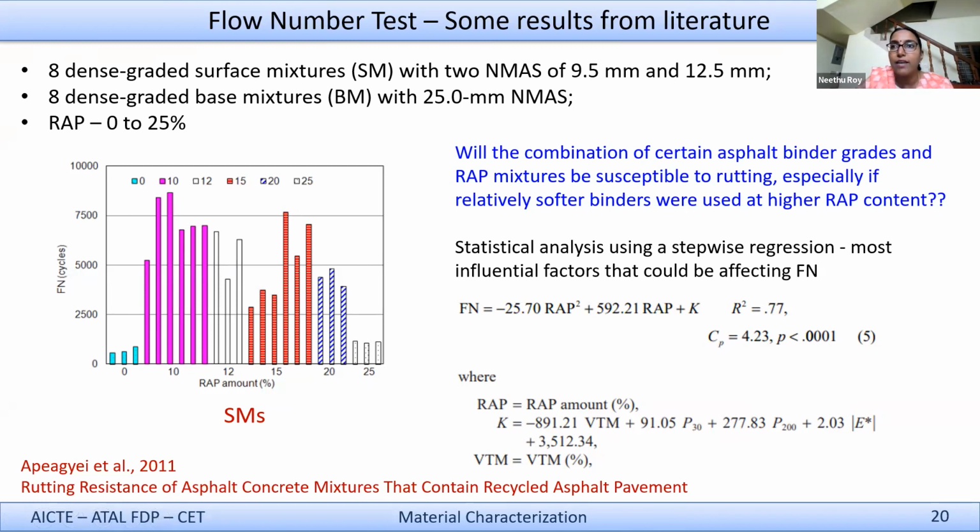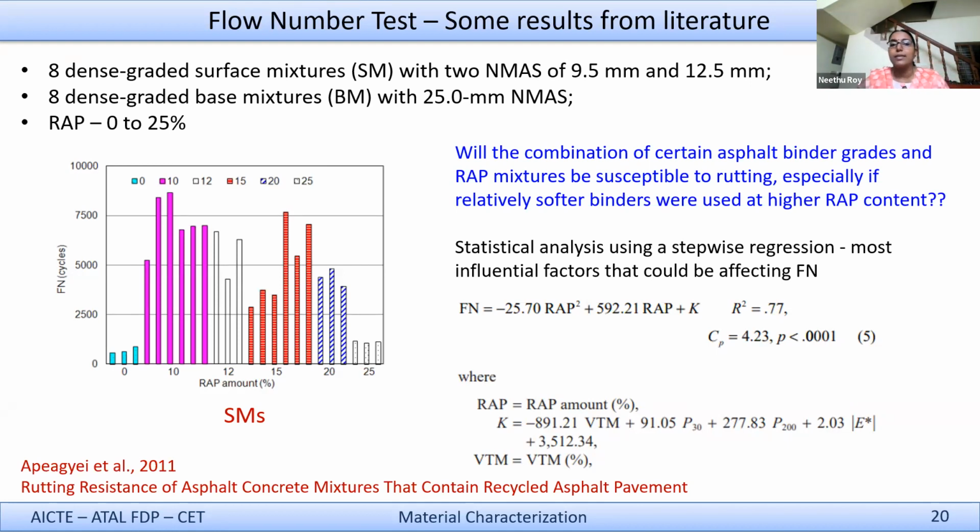Essentially, they have tried different binders, and you add the fresh binder, right? Nivita yesterday explained that you go for a binder of lesser viscosity for various reasons. One reason is that you need to improve the workability of the mixes. So a certain combination of an asphalt binder grade and the RAP mixture may be susceptible to rutting, especially if you are going for a softer binder. This is something which is worth investigating.